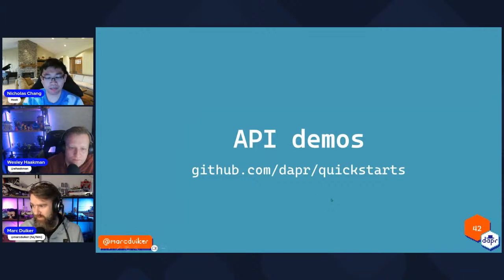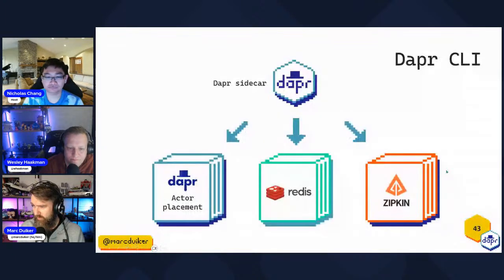All right, it's time for some demos now. The demos I'll run from a forked repo from Dapr Quickstarts. So if you want to try this yourself, definitely have a look at github.com/Dapr/Quickstarts. First things first, I'll be using the Dapr CLI to run Dapr locally. And when you run applications with the Dapr CLI, you get a Dapr process running locally. That's your Dapr sidecar.